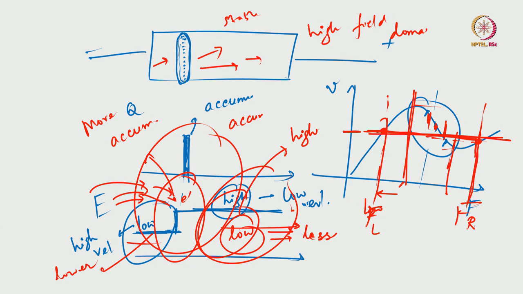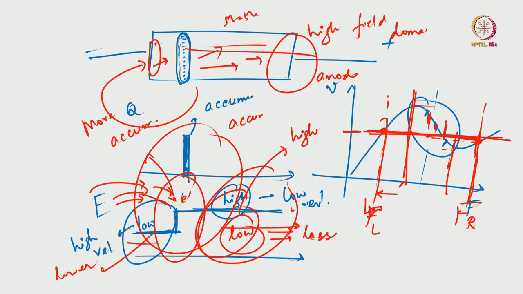The domain will now propagate, it will disappear on the anode side. And then another will form at the cathode side, and again it will disappear. This domain keeps traveling, and we sometimes call it a space charge domain, a space charge region, that keeps traveling, disappearing in the anode, again reappearing at the cathode, disappearing at the anode, again appearing at the cathode. This gives rise to the oscillation.